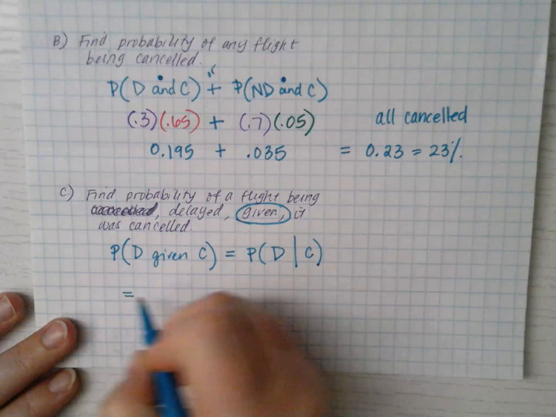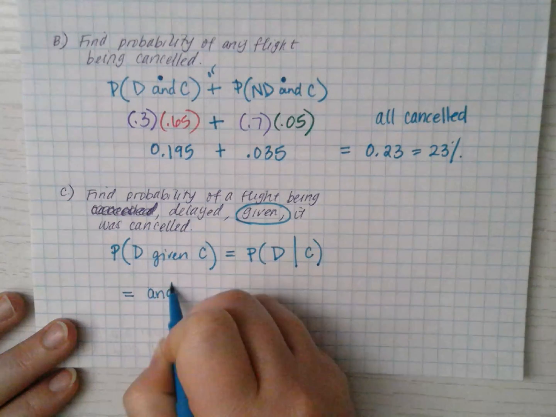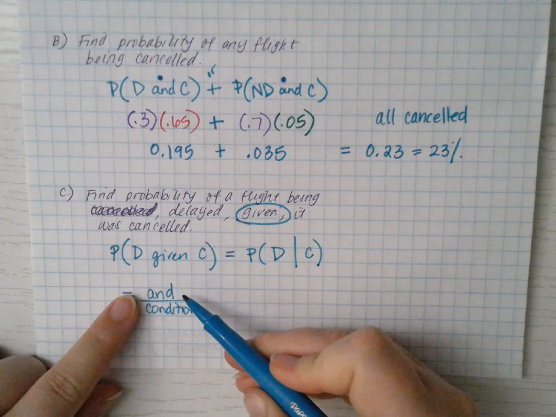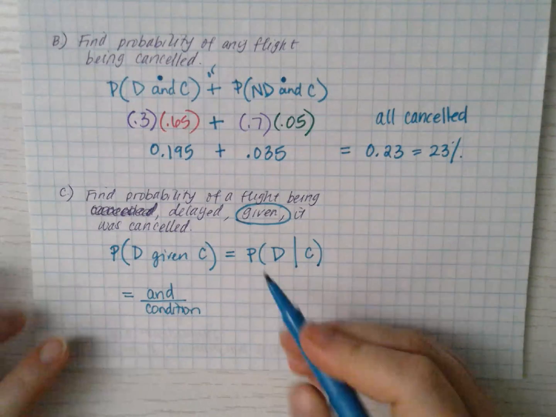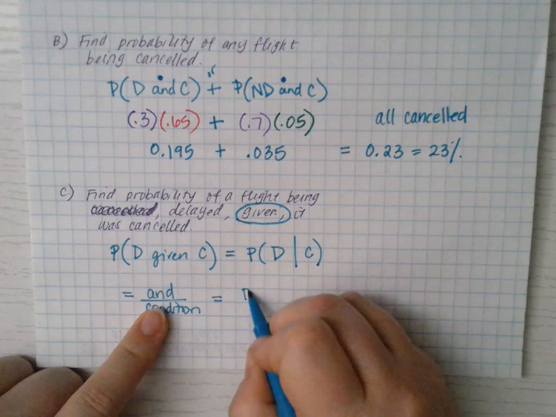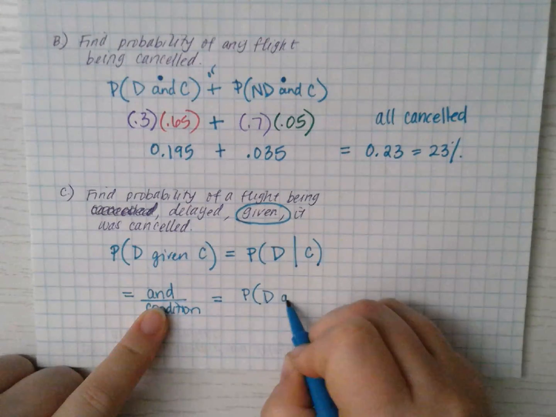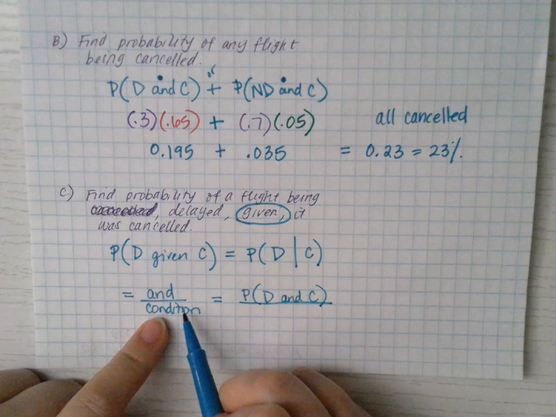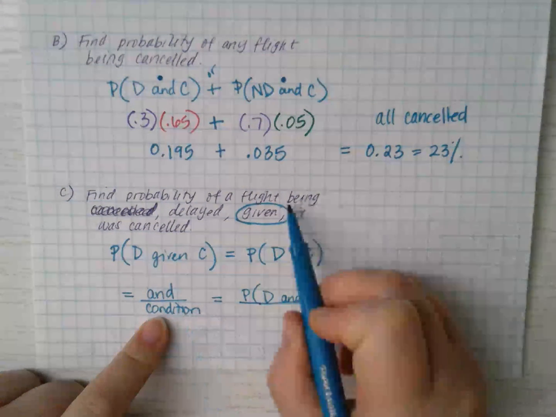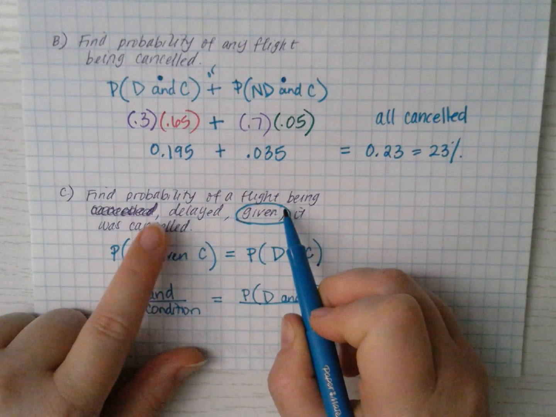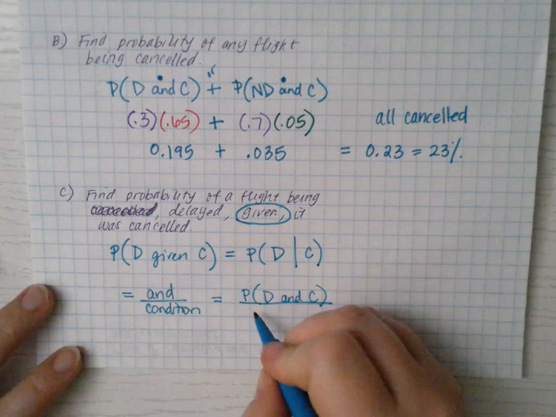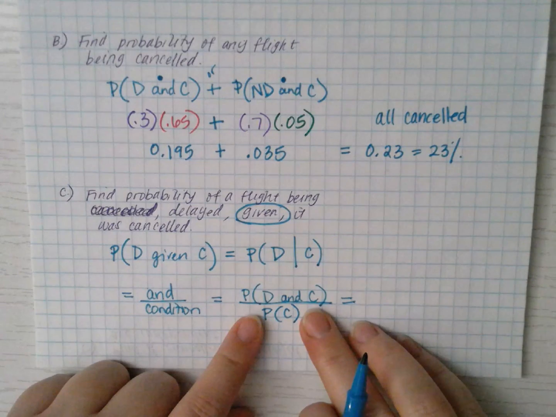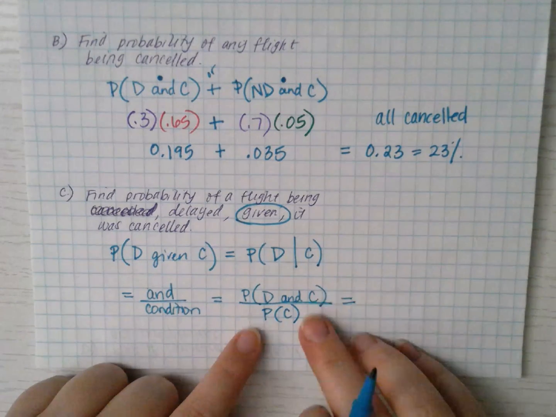So let's fill in what we know about a given probability. This means that I have to consider the and over the condition. Both of them happening at the same time over that condition that they gave me. The and is the probability of it being delayed and canceled all over what the condition was. The condition was that it was given that it was canceled. Canceled is my condition. So I'm going to put the probability of canceled on the bottom.